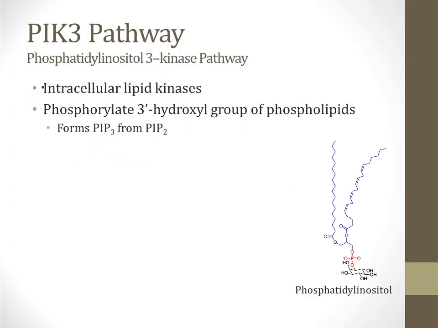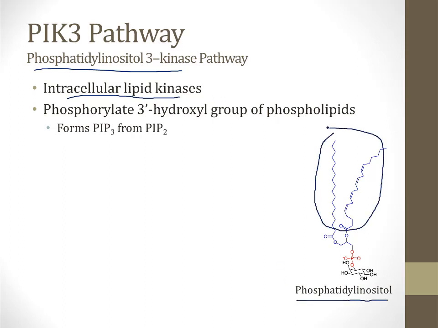The PI3K pathway is the phosphatidylinositol 3 kinase pathway. This is a pathway that involves intracellular lipid kinases. If you look at the bottom right side of the screen, this is the chemical structure of phosphatidylinositol. You can see that it has long chains of carbon and hydrogens, therefore it is a lipid. It's also attached to a sugar moiety with a lot of OH groups, and these OH groups can become phosphorylated. If two of them are phosphorylated, the structure is called PIP2. If three of these hydroxyl groups are phosphorylated, the structure is called PIP3.